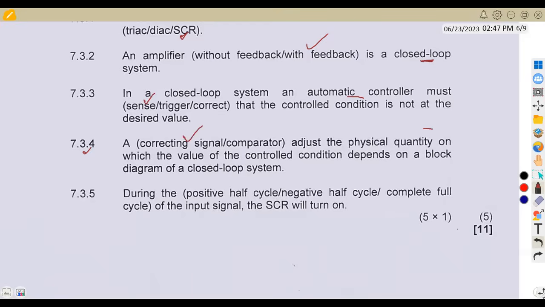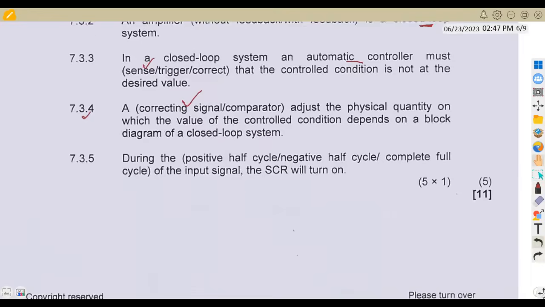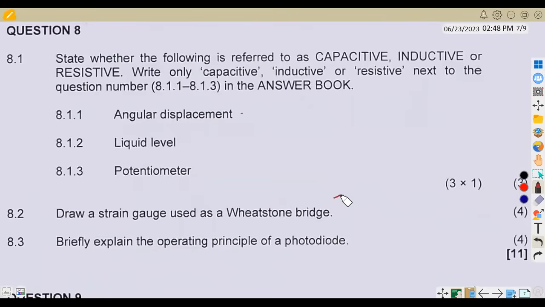All right. Then we have 7.35. During the positive half cycle, negative half cycle, or complete full cycle of the input signal, the SCR will turn on during the positive half cycle. So that is when it is going to turn on. So that is that part of the question. Then we've got question 8.